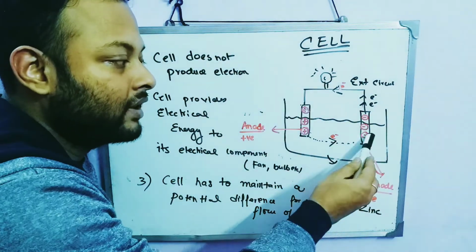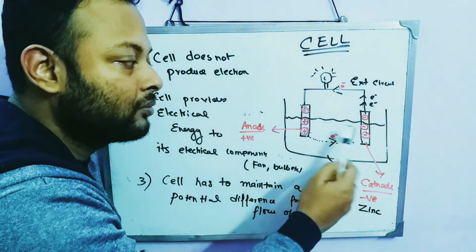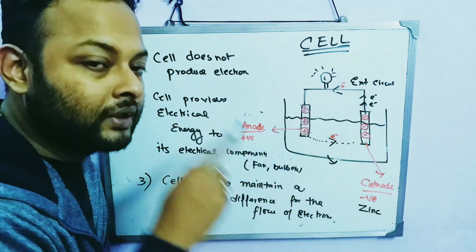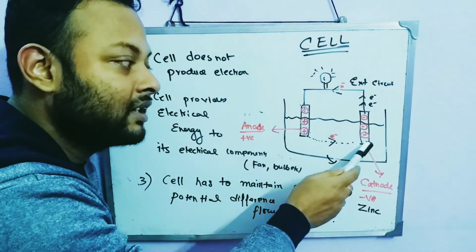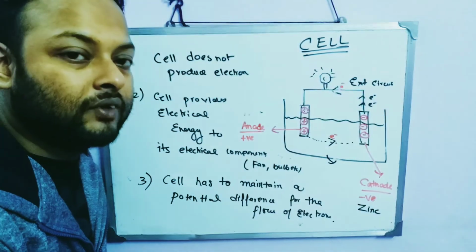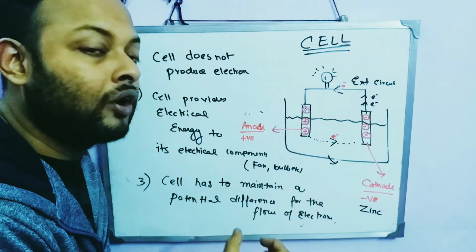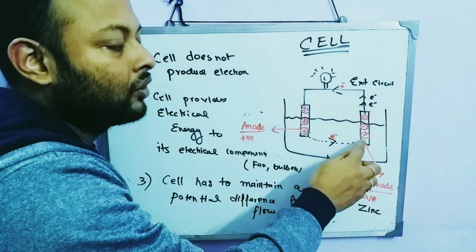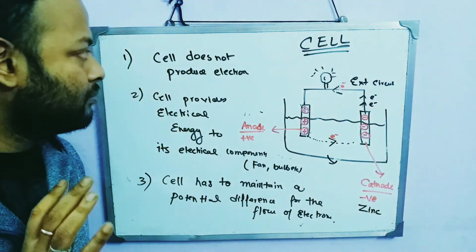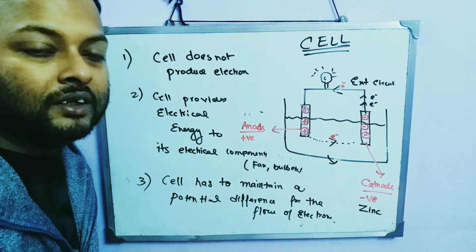If the potential difference is not maintained, then obviously electrons will not go through the external circuit. If there is a negative side and a positive side, this potential difference will force the electrons to go from the negative towards the positive. So this is the basic idea about the electric cell.